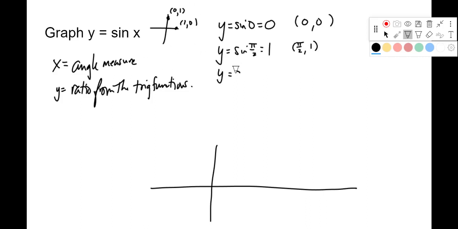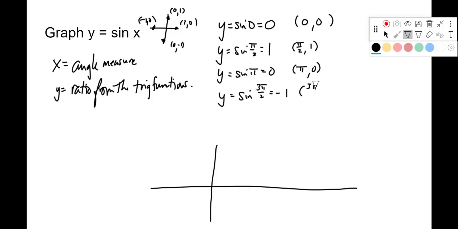Okay, if we try y equals sine of pi, pi is the angle over here. It's at the point negative 1, 0. Sine of pi is 0. So at pi units, you get 0 for your answer. If we go to sine of 3 pi over 2, so 3 pi over 2 is down here. That's at the point 0, negative 1. The y-coordinate is negative 1. So we have 3 pi over 2, comma, negative 1.